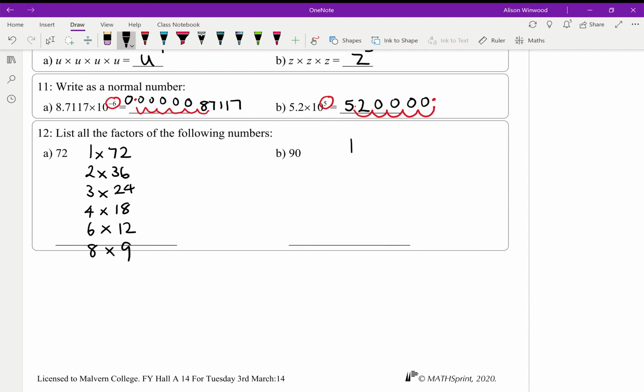To make 90, start with 1, then 2, 3, 4 doesn't, 5, 6, 7 doesn't, 8 doesn't, 9.